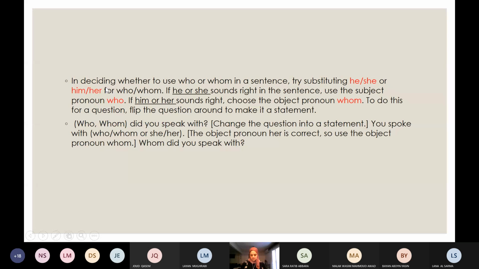Yes, dear. I want to ask you, if we had a predicate nominative, we'll put who? Yes, who. Okay. In deciding whether to use who or whom, as we said, replace it. We replace it with he or she, or him or her. He or she, it will be who. Him or her, it will be whom.